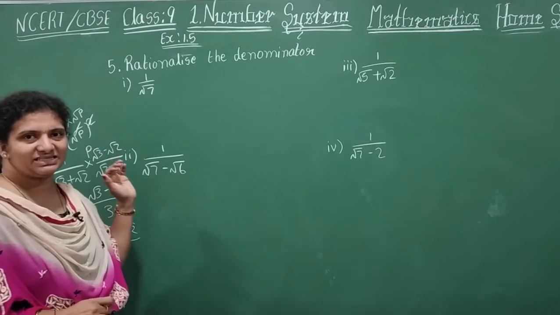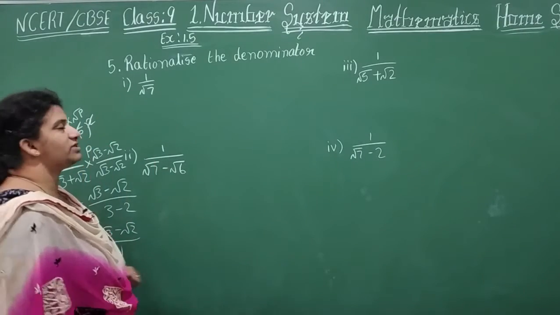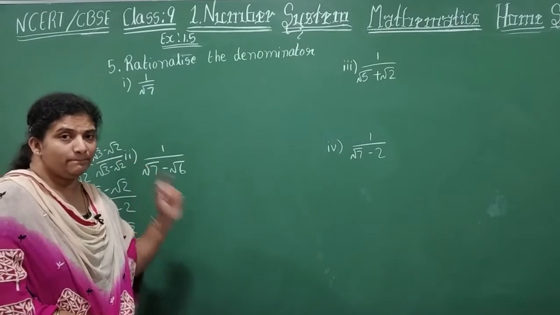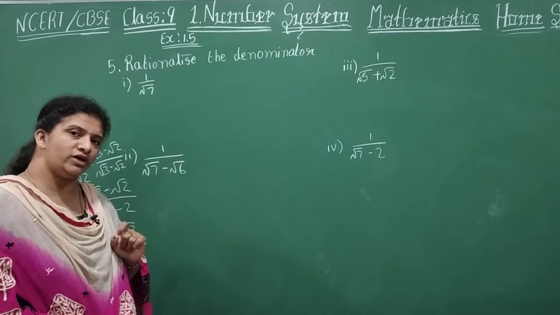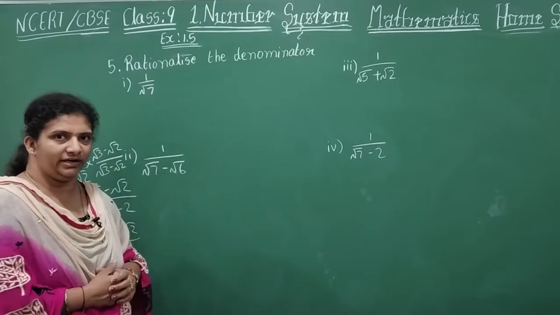So quickly let's start here. First question, 1 by root 7. So here, observe children, the denominator is a monomial surd. So only root 7 you have, so what do you need to do? Root 7 only you need to multiply in numerator and denominator.